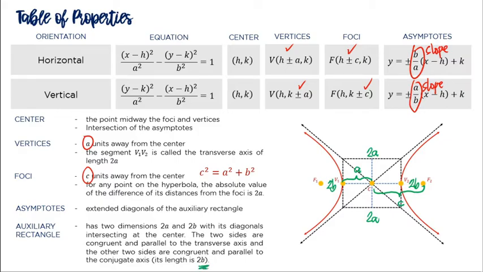Therefore, center to one endpoint here of the conjugate axis is just B. So, yung B natin ay yung distance ng center to the endpoint of the conjugate axis. So, siya yung gagamitin natin to solve for C. Okay? So, those are the properties of the hyperbola.